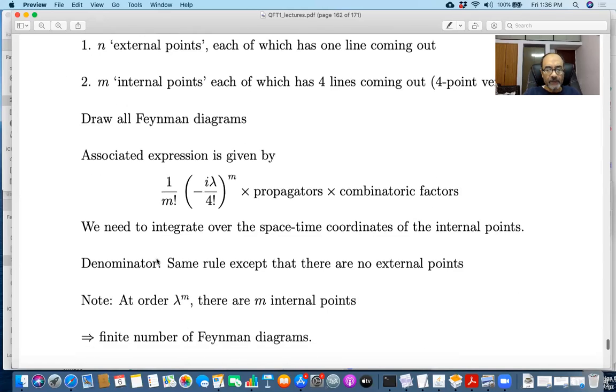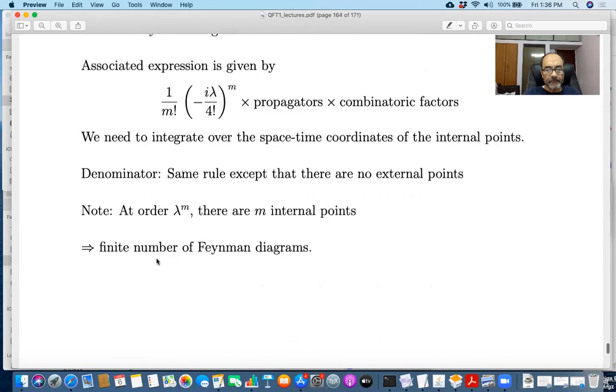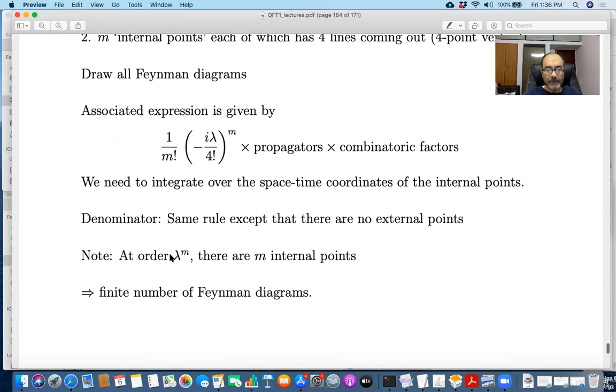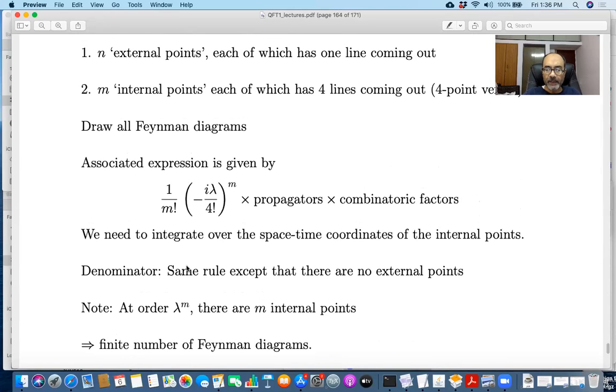So when you divide the numerator and denominator and keep terms up to order lambda to the m, we have to deal with diagrams both in the numerator and denominator up to at most m internal points. And that basically means that you have to always calculate a finite number of Feynman diagrams, right? So it's not an infinite amount of calculation. To any fixed order in lambda, you have a finite number of calculations to do.